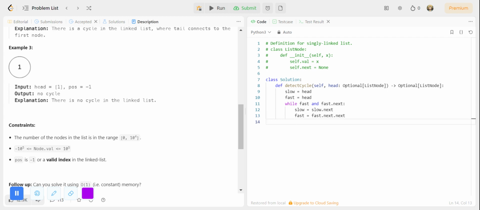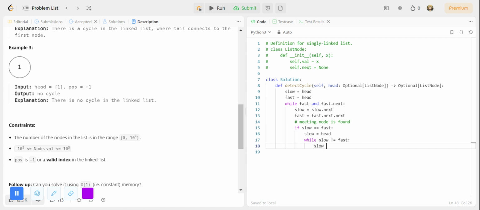So if slow is the same as fast, we have found where they meet. Let's say the meeting node is found, right? Once the meeting node is found, we can move the slower pointer back to the head. We reset it to the head of the linked list, and while slow is different from fast, we move the two pointers one step at a time.